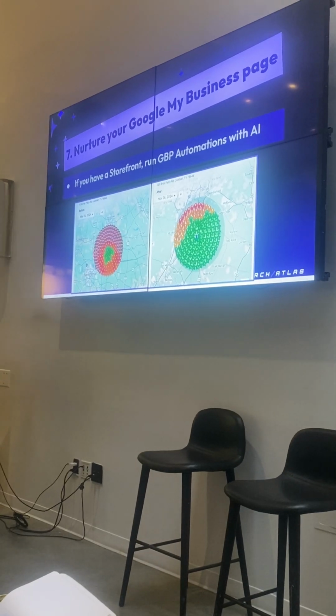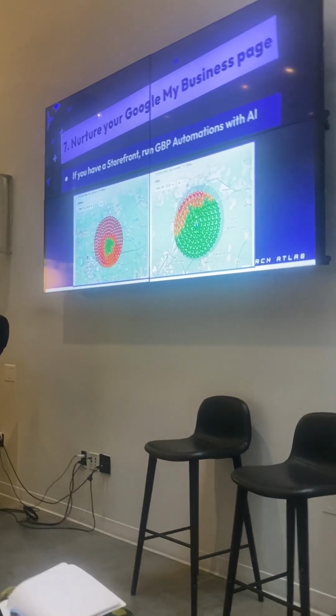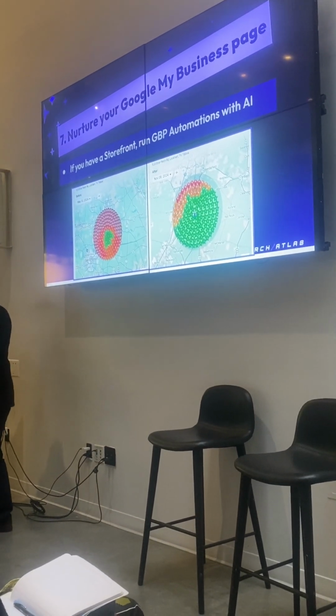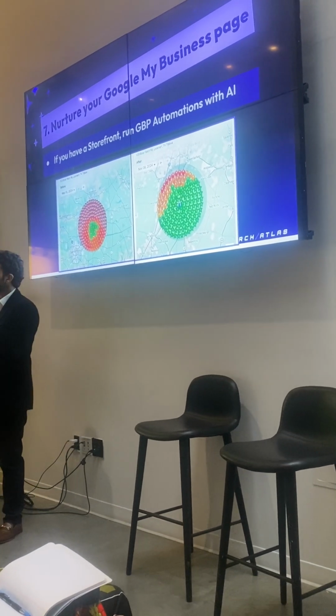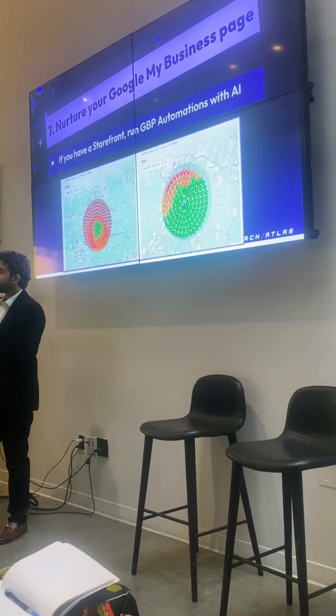How many of you guys have a storefront? You have a storefront? Cool. Where is it? Bridgehampton. Must be a fancy product. Cool. Photography and art.